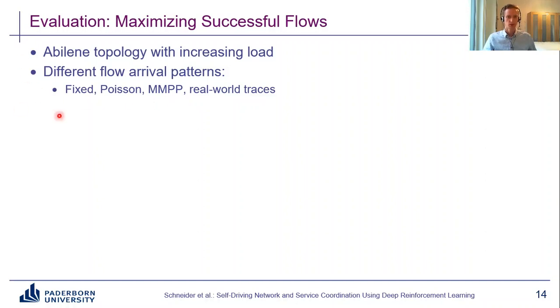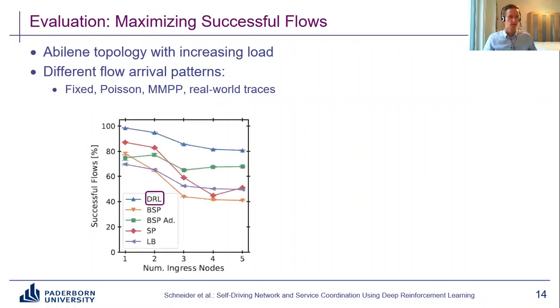I'm just showing the results for the last case here, but all the plots are in the paper and they're all quite comparable. So what you can see here is on the horizontal axis, the number of ingress nodes, indicating increasing load. And on the vertical axis, the percentage of successful flows. And what you can see is, first of all, our approach, the DRL approach, is much better than all of the other approaches. So that's the most important thing.